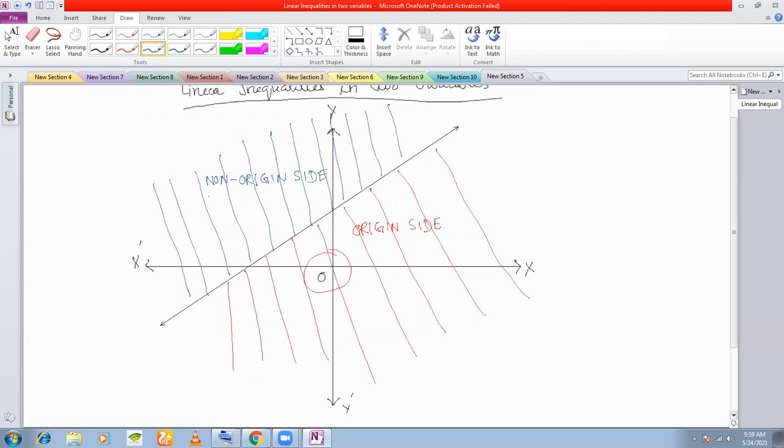Now, once we know that a straight line will divide the xy plane into two parts, the origin and non-origin side, we'll be in a position to locate the solution of linear inequalities in two variables. Now you'll ask the question, what about this straight line which passes through the origin? Clearly, if it passes through the origin, then there's nothing called the origin side and non-origin side. But definitely you have two parts here also. What parts you have? Let's see.